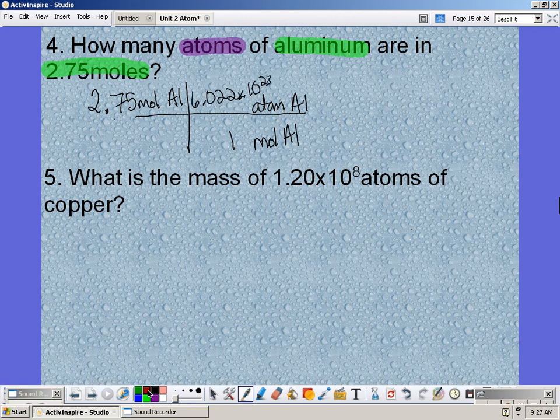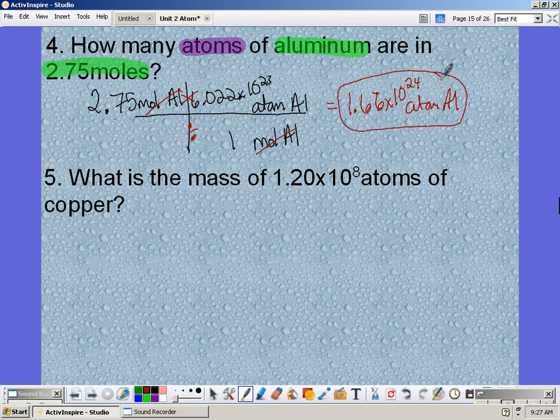We're going to multiply and divide. My moles would cancel, leaving me with atoms of Al. So 2.75 times 6.022 EE 23 divided by 1 gives me 1.66 times 10 to the 24th atoms of aluminum.